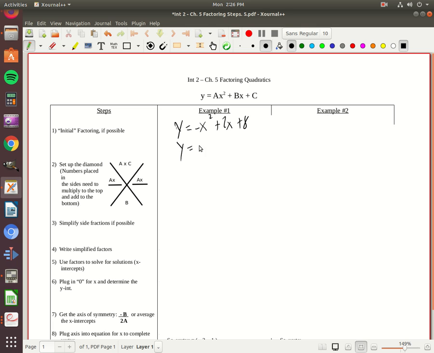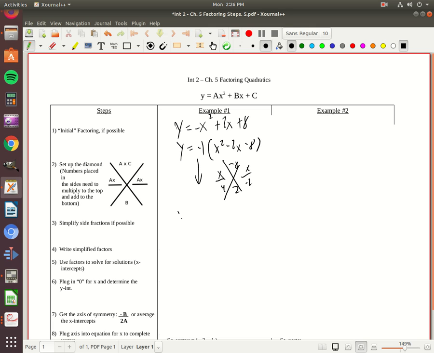So again, the first thing I'm going to do is factor out that -1. If I could factor out a bigger number, I'd factor out a bigger number, but I'm at least going to factor out that -1 so that it ends up being an A that's positive when I do the diamond. So A times C, B, it looks like a 4 and a -2 are going to work here.